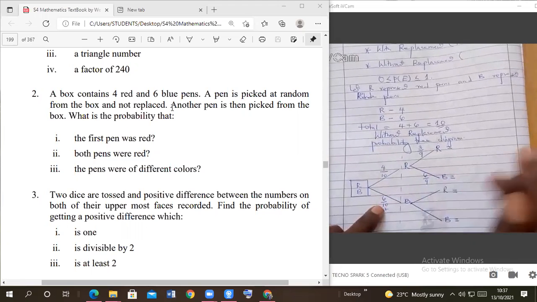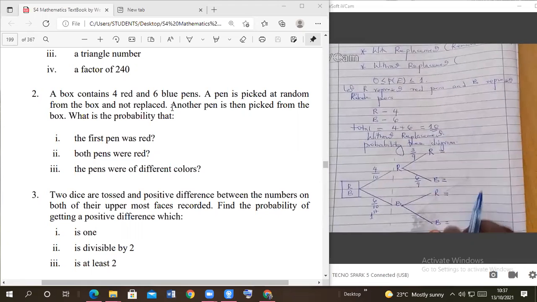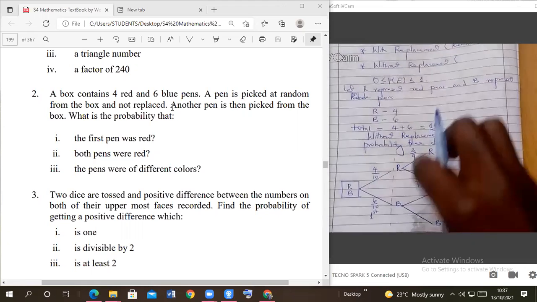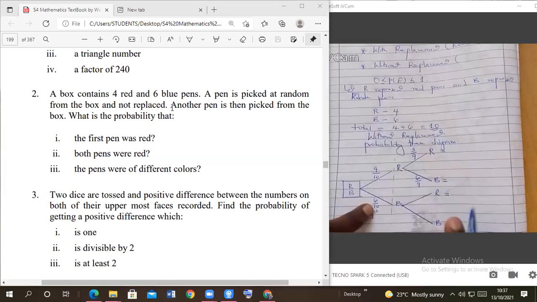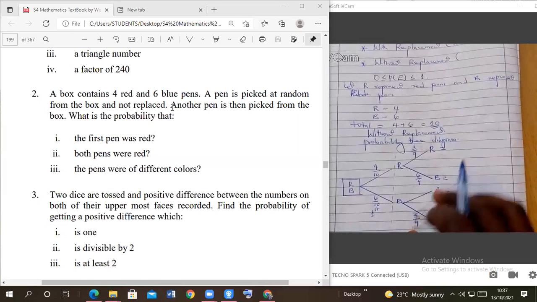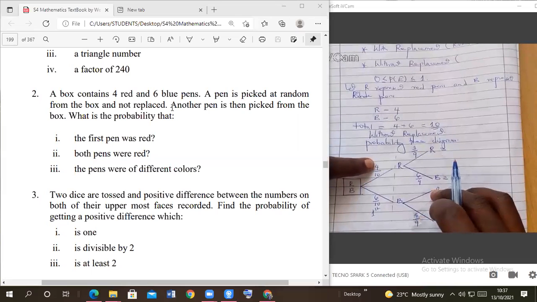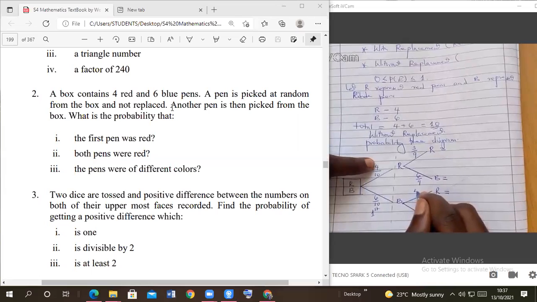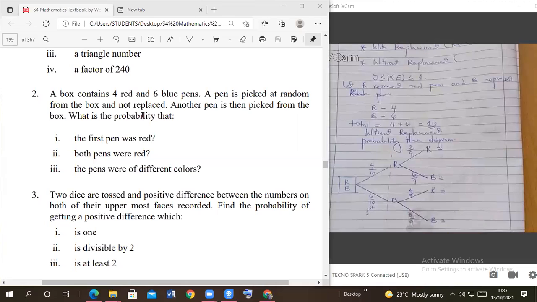out of 9. Now, when you come to the second branch, you assume you have picked a blue. Here you are assuming you have picked blue. So the number of blue pens will reduce to 5 out of 9. You did not pick red, which means the number of red pens will still remain 4, so this will be 4 over 9. Members, are we together on that?